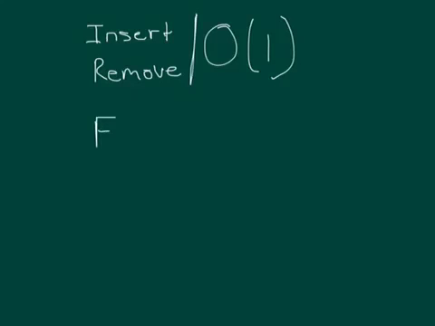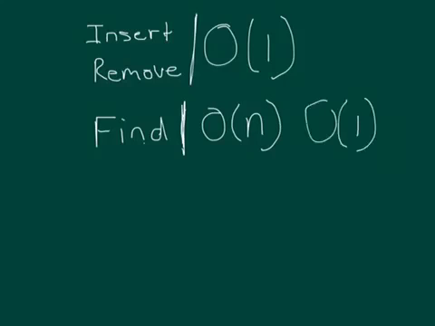Find, however, still takes big O of n time, because you have to iterate. Worst case scenario, you have to iterate through the list, but in the best case, it takes constant time if the first node after the sentinel, or head.next, is equal to the item that you're looking for.